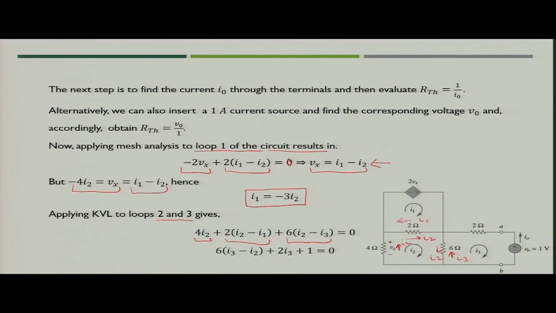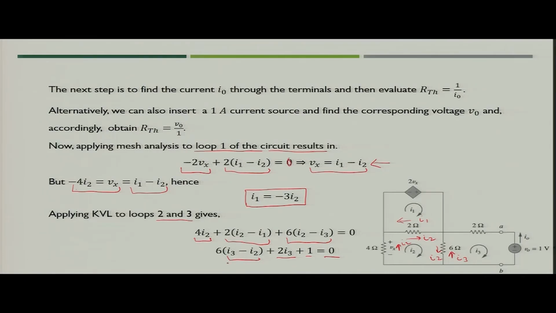For loop 3, what you will get? 6 ohm multiplied by (I3 minus I2) plus 2 times of I3 plus 1, because this is the external voltage source we applied across AB, equal to 0.